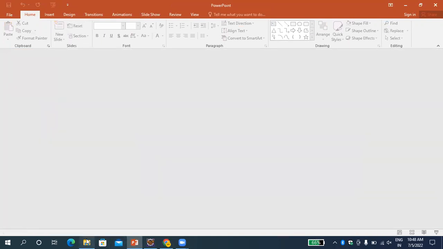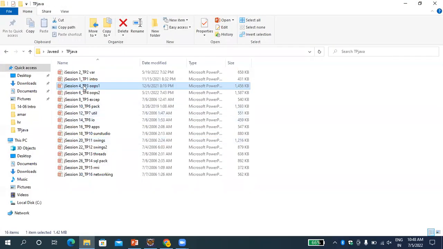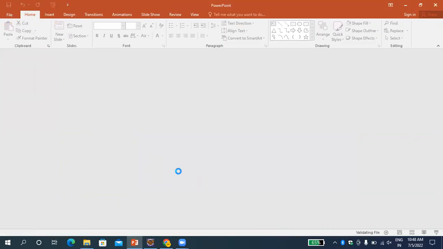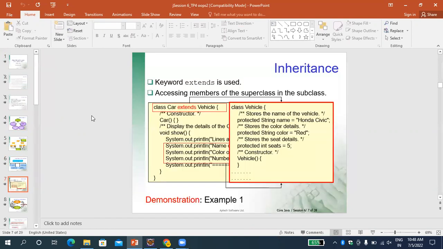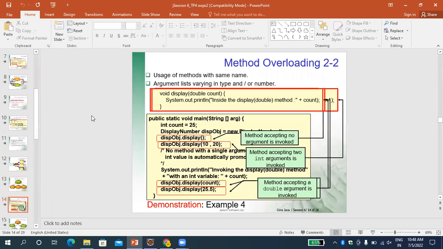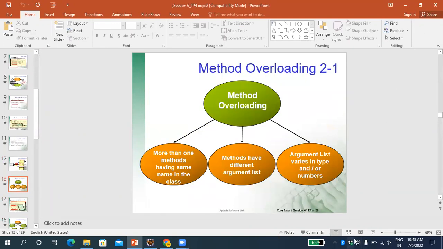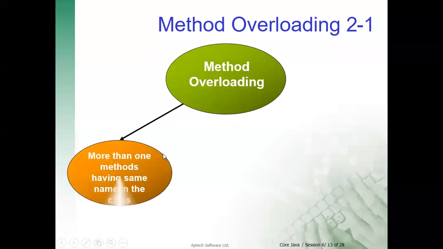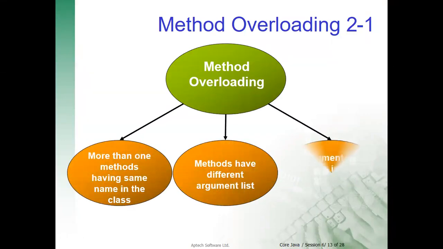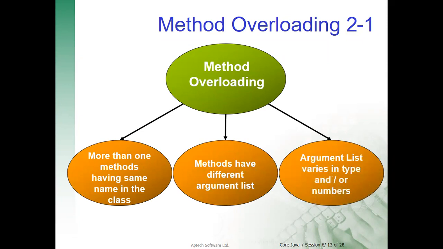So I can have multiple methods with the same name. The concept is called method overloading. When you say method overloading, it means more than one method can be there with the same name. And when you say more than one method with the same name, we have to follow certain rules for it.